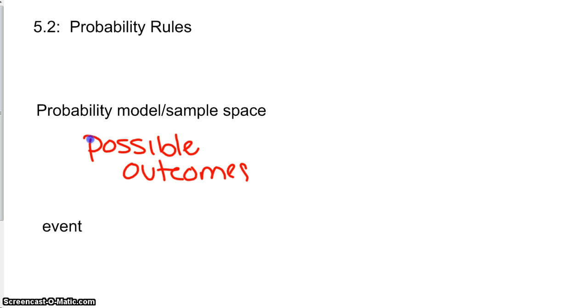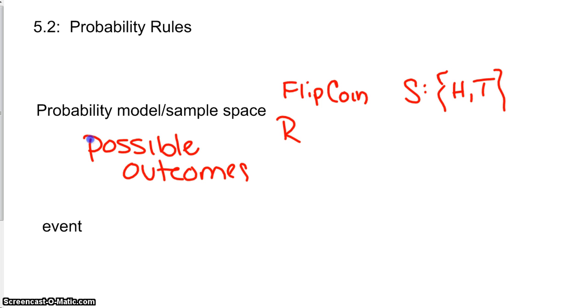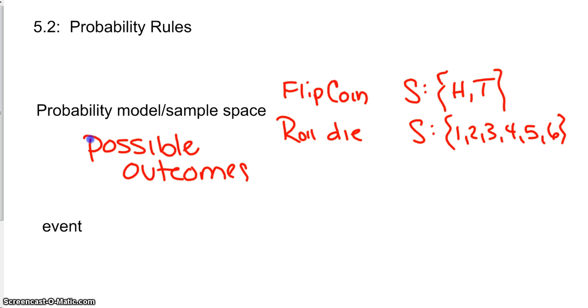So flipping a coin. We use capital S to represent our sample space. Outcomes: heads, tails. Roll a die. Sample space: 1, 2, 3, 4, 5, 6. So just list them out. A lot of times if I have a sample space, it's much easier for me to get my probability than try and use some of our rules that we're going to have down the line.